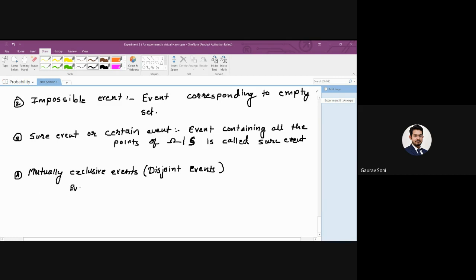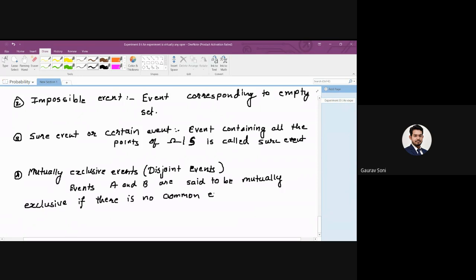The events A and B are said to be mutually exclusive if there is no common element in A and B. Which means that if I talk in set theoretic form, then A intersection B is equal to phi.